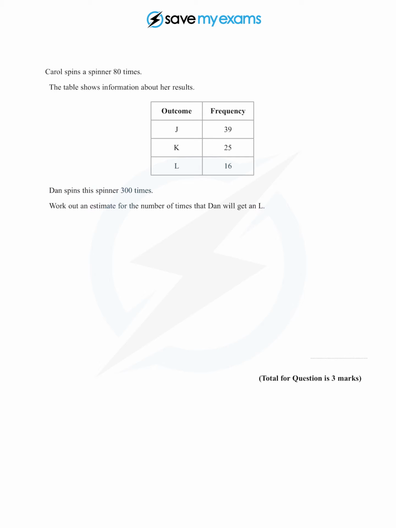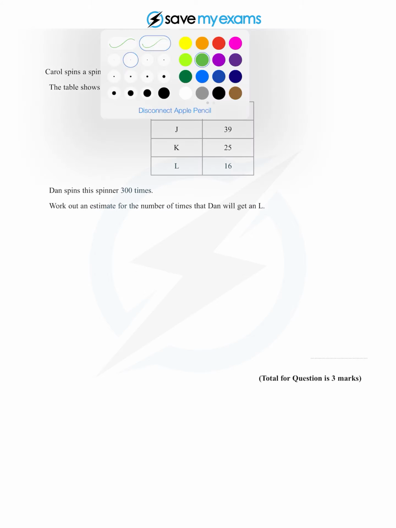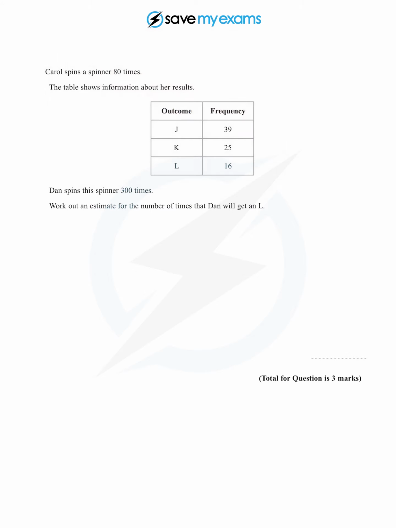Okay, so what we really need is the probability of L. So from Carol, we can see that the probability of getting an L is 16 out of 80, or at least that's what we're going to use as the probability.